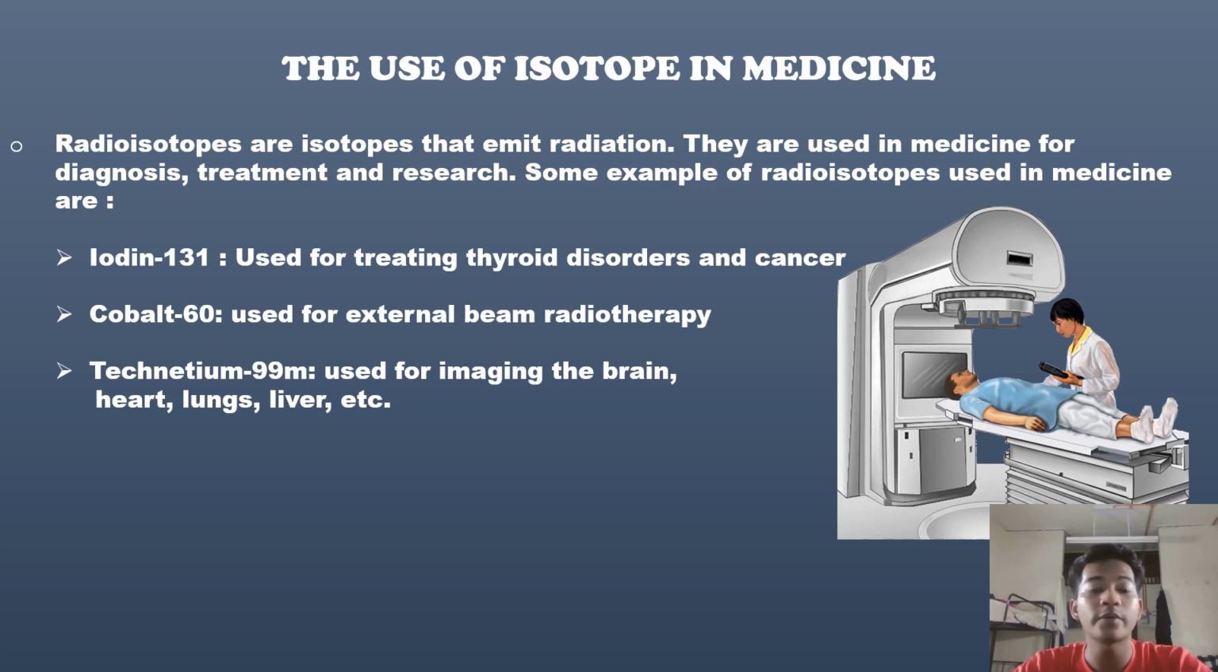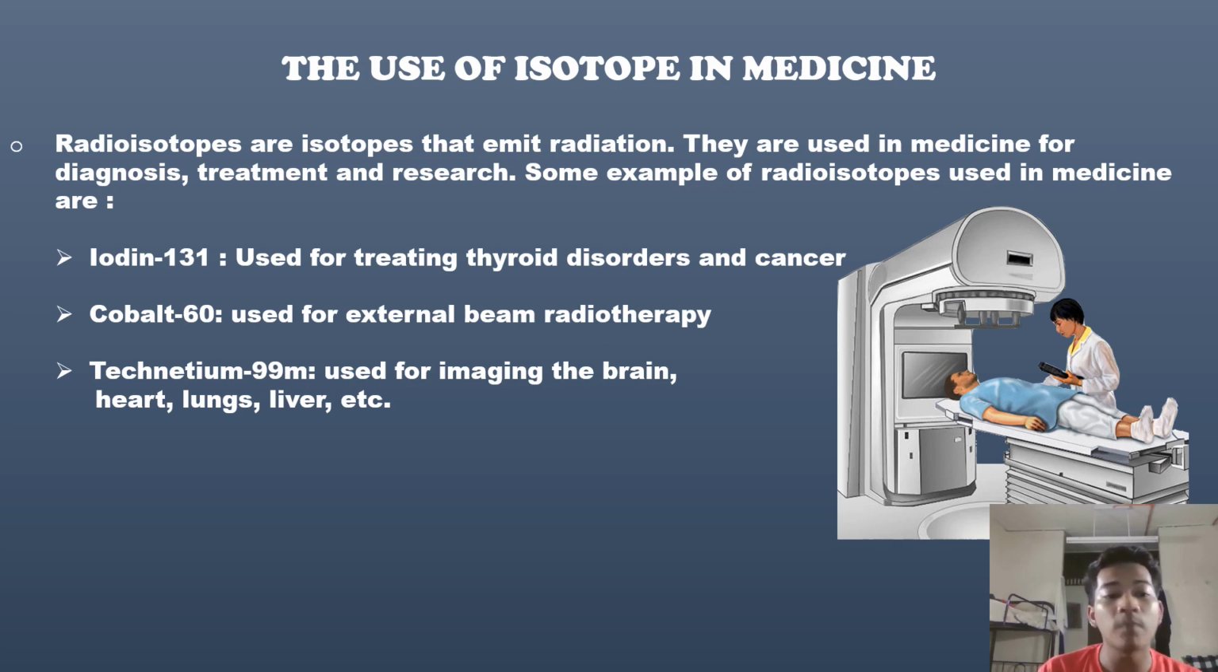Then, in here we have the use of isotopes in medicine. Radioisotopes are isotopes that emit radiation. They are used in medicine for diagnosis, treatment, and research. Some examples of radioisotopes used in medicine are iodine-131. They are used for treating thyroid disorders and cancer.